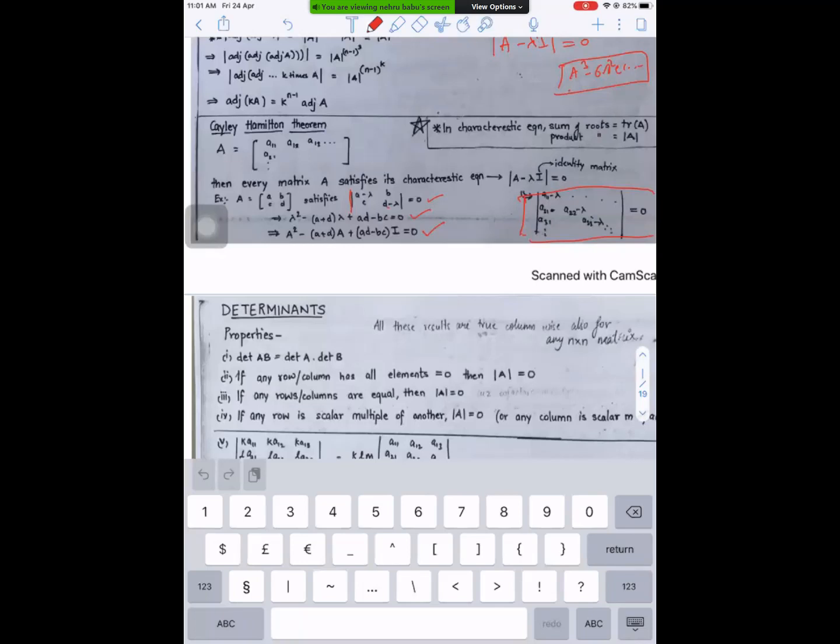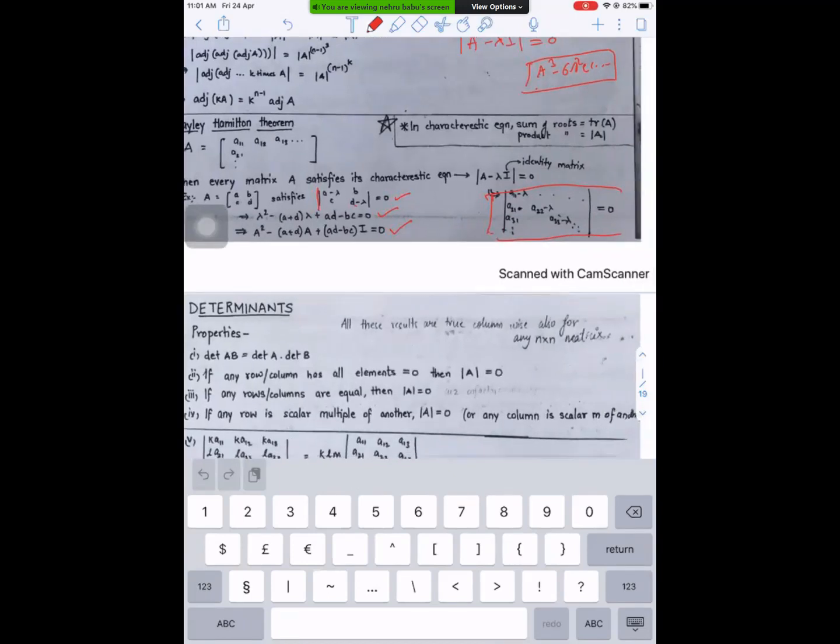The last constant term is indirectly multiplied by I. So in this characteristic equation, two results are always fixed. What are the two results? Sum of the roots is always equal to trace of A.